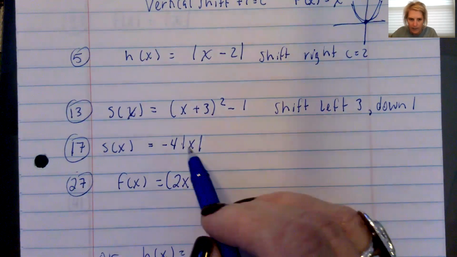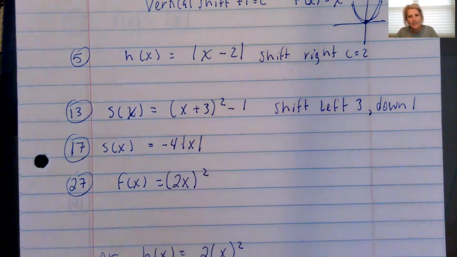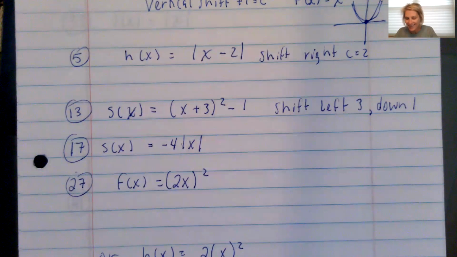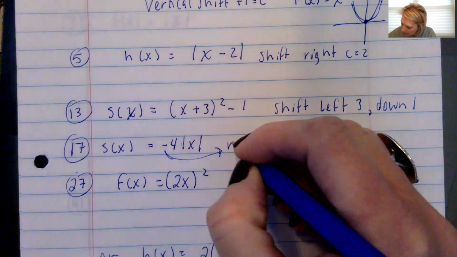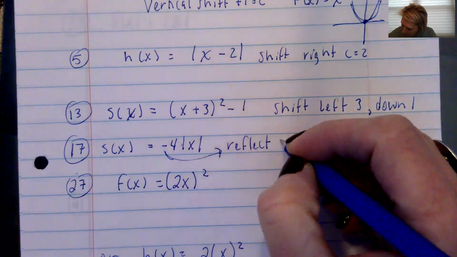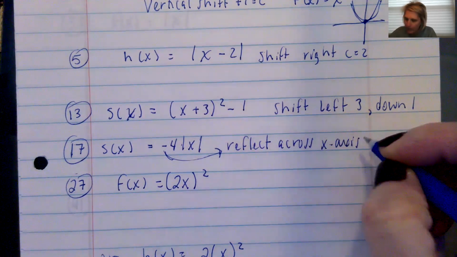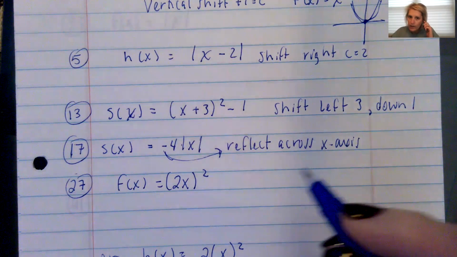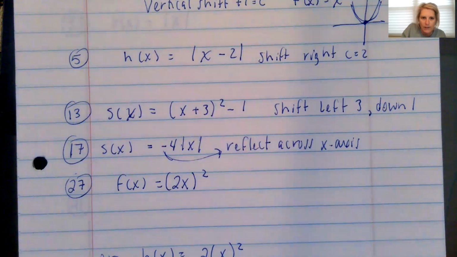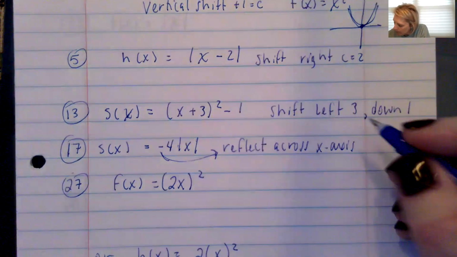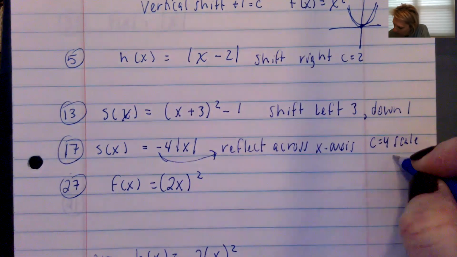Okay, 17 has that absolute value as the base function, but the -4 scales it and reflects it. So this is so cool. The negative is a reflection across the x-axis. It flips over. And then the 4, because it's afterward, it's scaling it bigger. So the c equals 4 is we're scaling up.